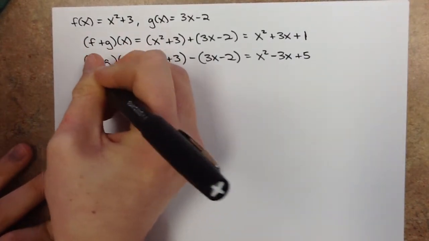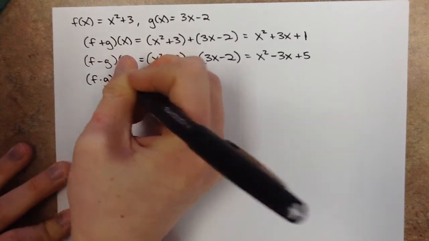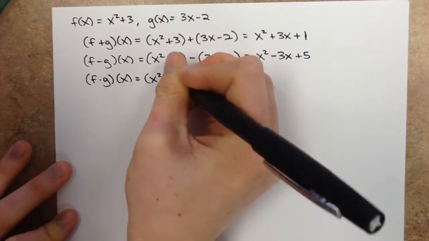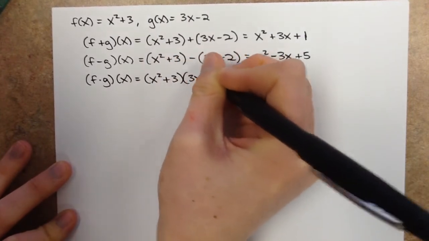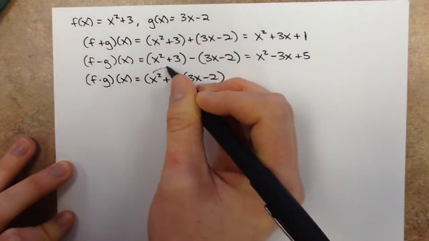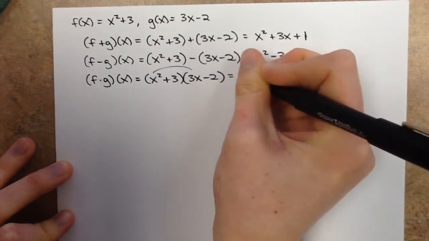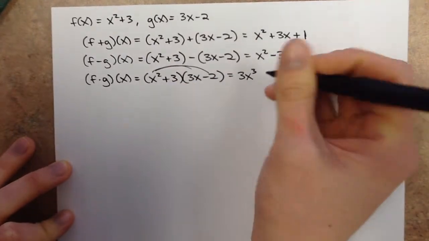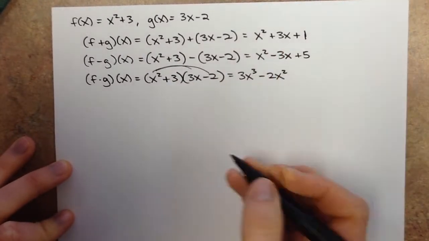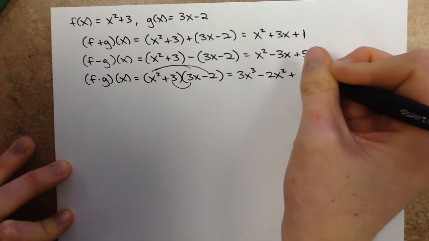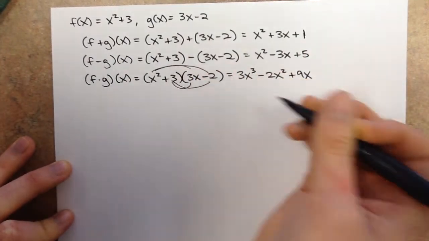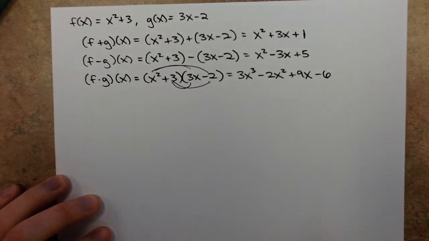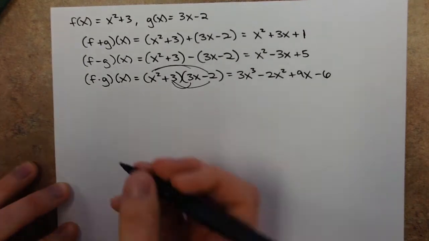Okay, next let's do the multiplication. So we're going to multiply one times the other, which is basically like foiling, and then combining like terms. So first we do x squared times 3x, and that's a 3x to the third. Outside we get x squared times negative 2. Inside 3 times 3x. And then last 3 times negative 2. Okay, so then combine our like terms, and there aren't any. So that's our final answer.